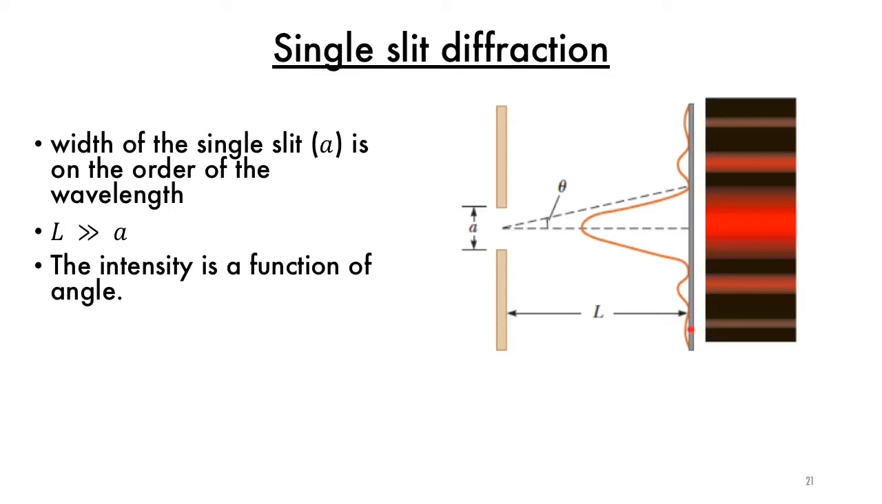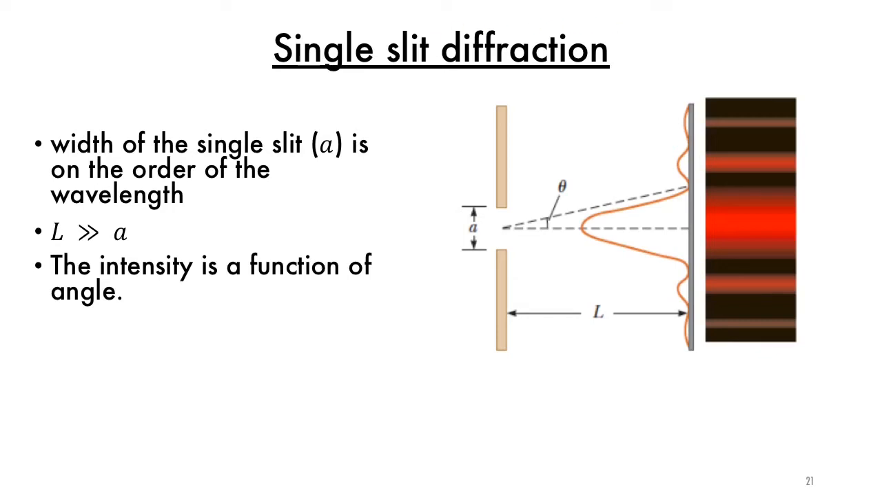A few more things which we want to see. This is our screen on which we see this pattern. The distance of the screen from the slit is represented by capital L, and theta is the angle of diffraction. The width of the single slit here is of the order of the wavelength. So that's the condition for having diffraction.